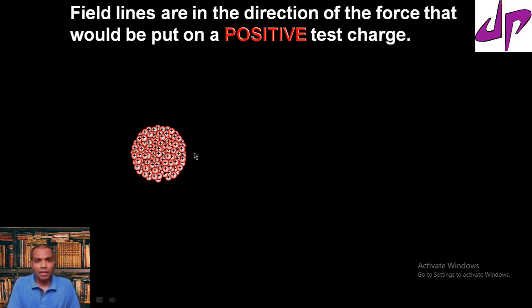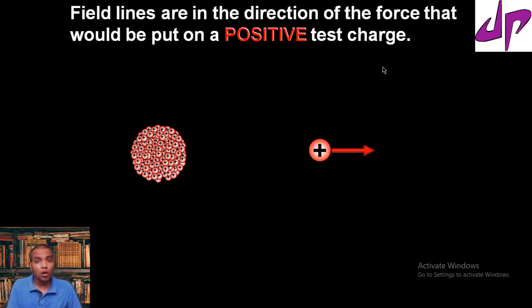Let us see another. Here I have a positive source charge. To know the electric field lines, I need to bring one more positive charge. According to this, field lines are in the direction of force. First, let me find out the force direction. The force direction is moving away because both are positive charges, so they will repel each other. Again, field lines are in the direction of force that would act on a positive charge.